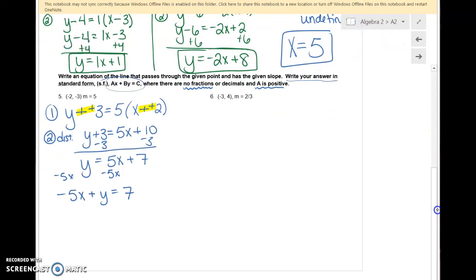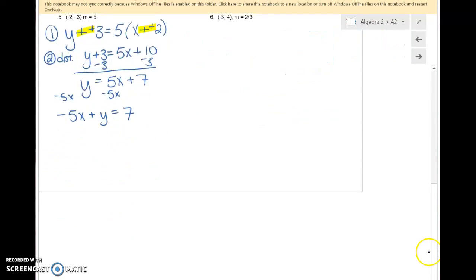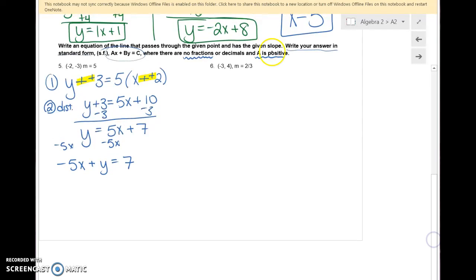Does anybody see a problem with that answer? It's got to be positive. We can't have negative numbers at the front of standard form. So we can multiply everything by negative 1, or divide everything by negative 1, or simply flip every single sign. So instead of negative 5x, we will write 5x. Instead of plus y, we'll write minus y. And instead of positive 7, we write negative 7.